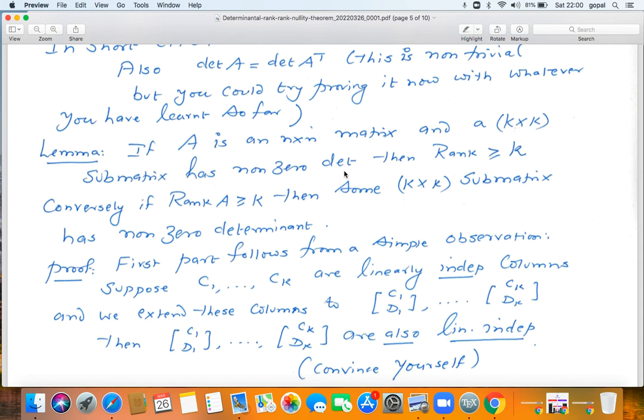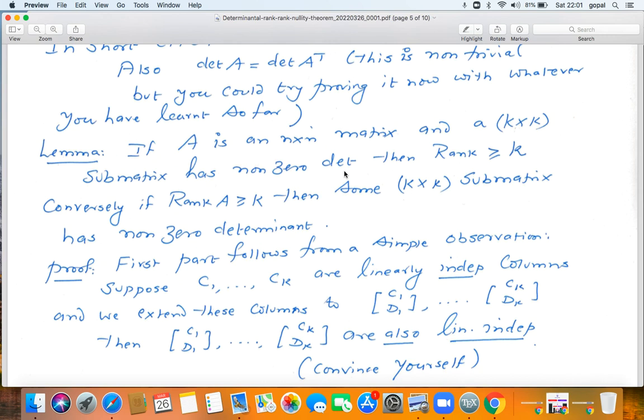Which means that by this lemma, there must be a K by K submatrix with non-zero determinant. By the first clause in the lemma, there must be a K by K submatrix which has non-zero determinant. Now, I take any K plus 1 by K plus 1 submatrix. What about K plus 1 by K plus 1?